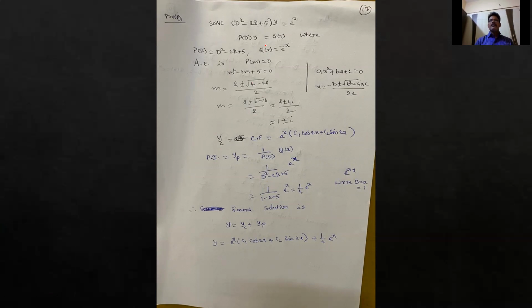For example, let's say (D square minus 2D plus 5) of y equal to e power x. So this is like comparing with P(D) of y equal to Q(x). What is P(D) here? D square minus 2D plus 5. Q(x) is e power x.